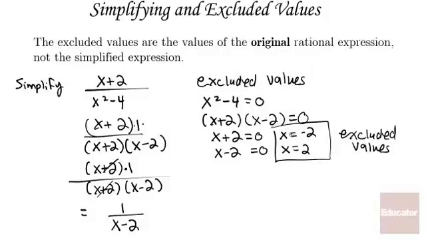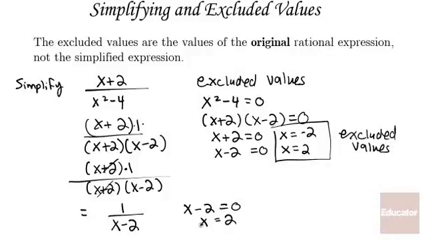If x were to be negative 2, well, negative 2 squared is 4, minus 4 is 0. If x is 2, 2 squared is 4, minus 4 is 0. Those are both excluded values. Now, look what would have happened if I just came down here and said, okay, I'm going to work with this. It's simplified. I'm just going to find my excluded values using that denominator. Then I would have said, okay, x minus 2 equals 0. x equals 2 is an excluded value.